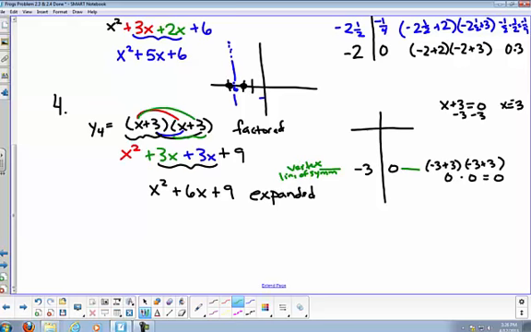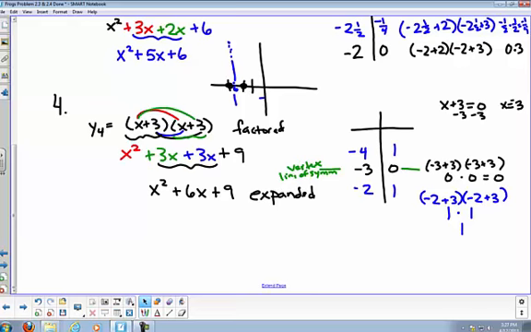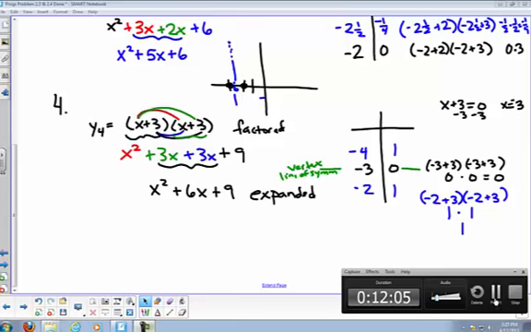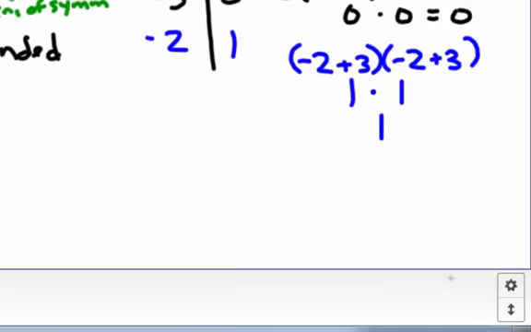So now we're going to plug in a point on either side. Let's do negative 2 and negative 4. This should give us the same answer. So negative 2 plus 3 times negative 2 plus 3 is 1 times 1, which is 1. So both of these give you 1.